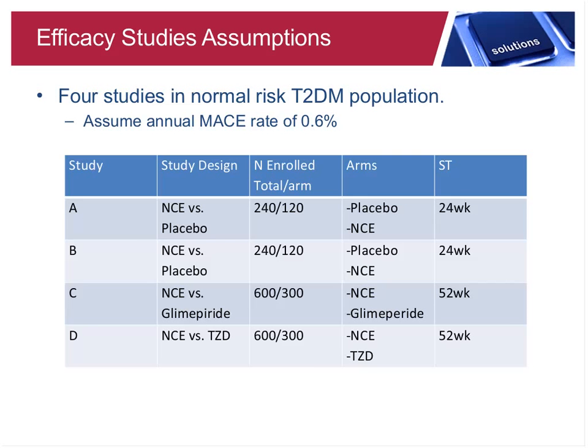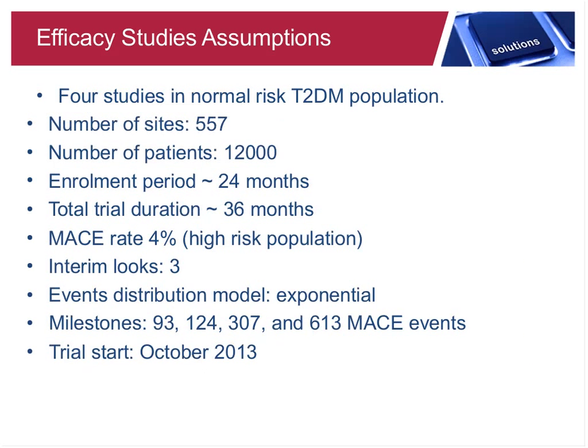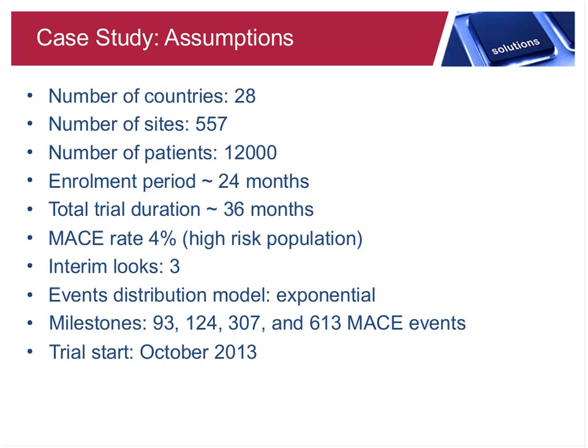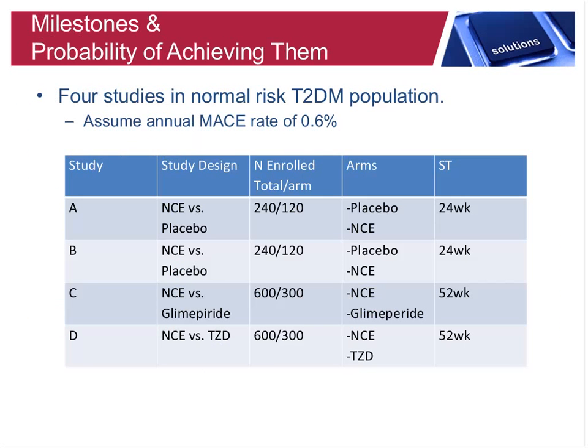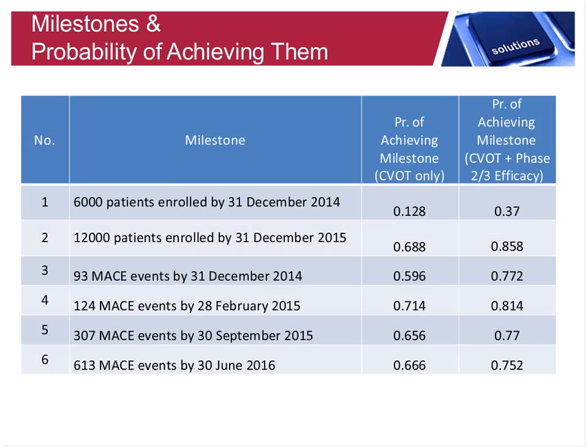Yes, thank you. And just one thing for everyone, please remember this last point. We are assuming the trial starts October 2013. So given all this, let's see what we get. We set 6 different milestones. I think milestones 3 to 6 are most relevant here. But we have some milestones for, let's say, enrolling 6,000 patients, 12,000 patients, and then we have milestones for events. And these milestones are the ones that are important for our development, obviously.